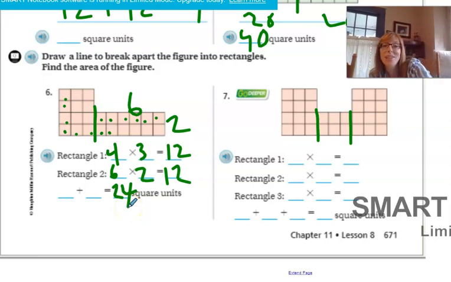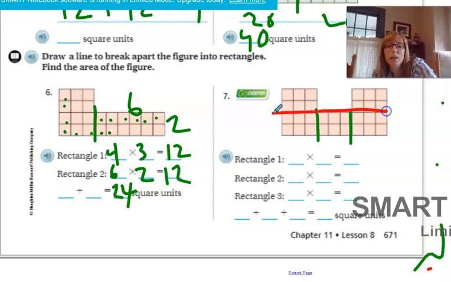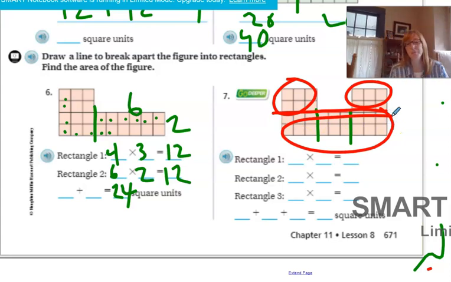This next one is kind of cool. I broke it into 3 different rectangles. Do you see the 3? Now you could have also done it this way. Let me see if it'll be a different color. I want it to be red. There. All right, so you could have gone this way, and then you would have had 1, 2, and then 3, depending on how you did it. Okay. So hopefully everyone ended up with 30 square feet here after you counted them all up.